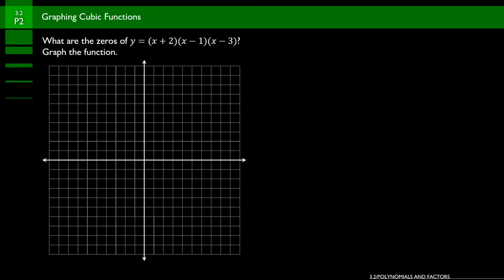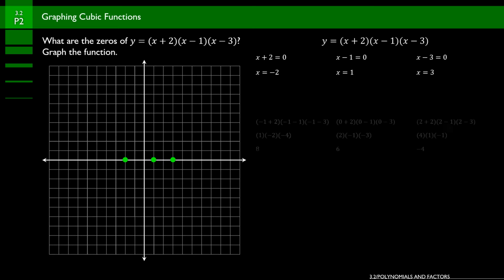So the next part of this question is to graph the function. So what you want to do is go ahead and put your x-intercepts on the x-axis. So you'll have points at negative 2, at 1, and at 3. So now we need some other points to figure out kind of what the shape of the graph looks like. So choose negative 1, 0, and 2.